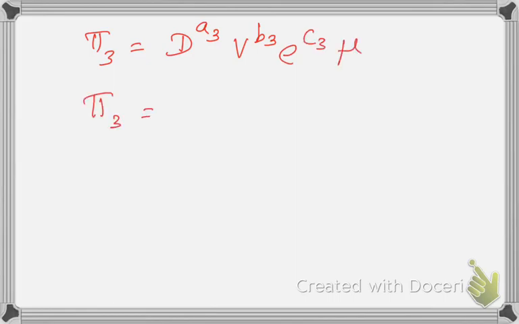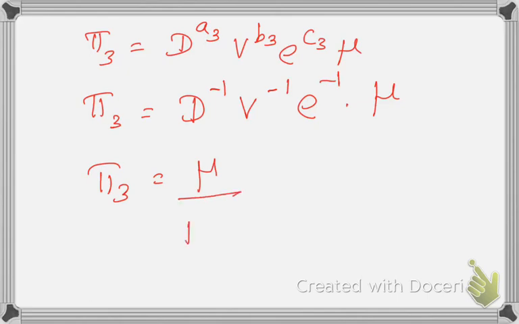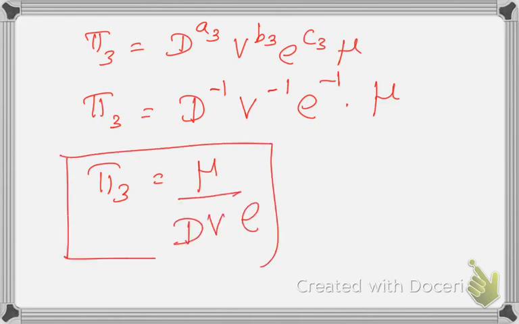Now substitute all the terms. So I'll be having pi 3 is equal to d power a3 v power b3 rho power c3 into mu. So pi 3 will be equal to d power minus 1 v power minus 1 rho power minus 1 into mu. So I'll be having pi 3 is equal to mu by d v rho. So this is my pi 3 term.